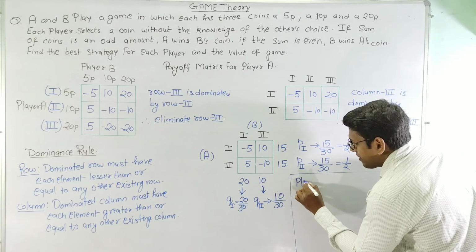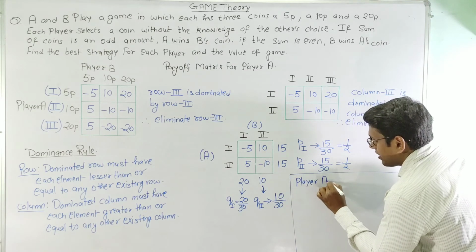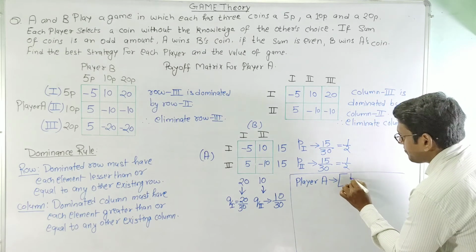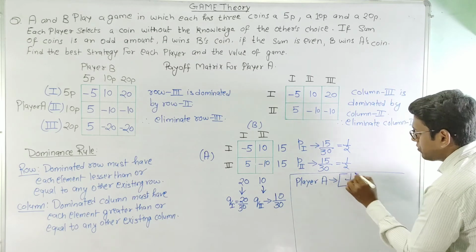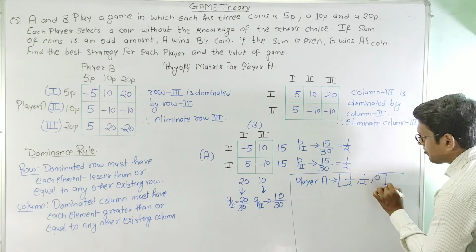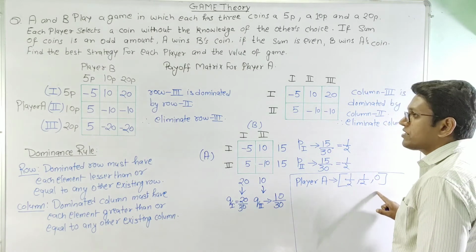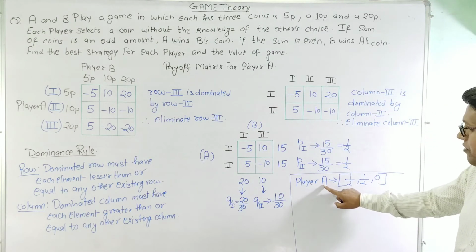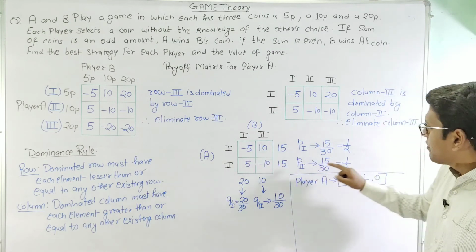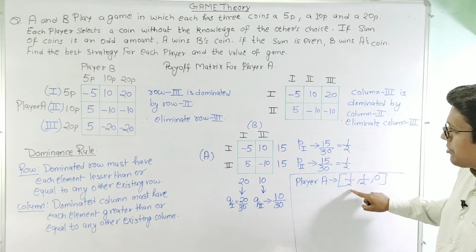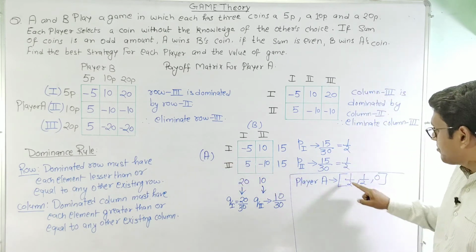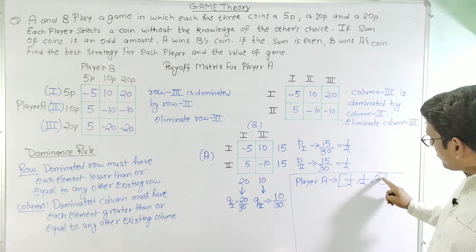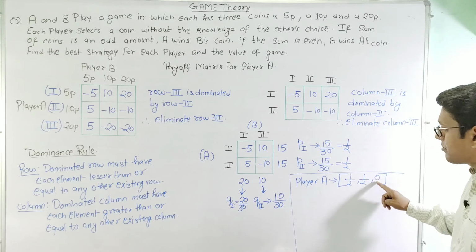So for player A, optimal strategies can be given as 1 by 2, 1 by 2, 0, because player A has a total of 3 strategies, as we have seen in the first payoff matrix, and player A will play strategy 1 50% of the time, and player A will play strategy 2 50% of the time, and because strategy 3 is eliminated, this shows that player A will play strategy 3 0% of the time.